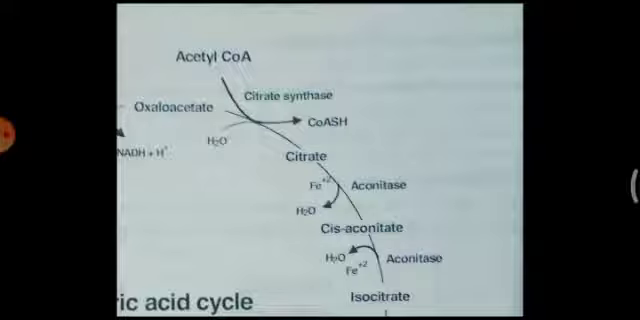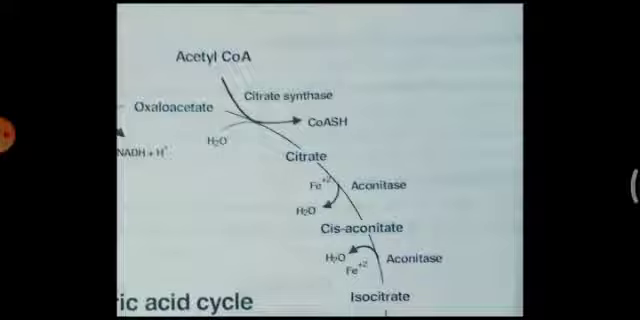After the acetyl, the word CoA is there. In the next compound, citrate, there is no name CoA. That means CoA is released or removed. Hence, you can see CoA is removed. CoA is a coenzyme obtained from vitamin.